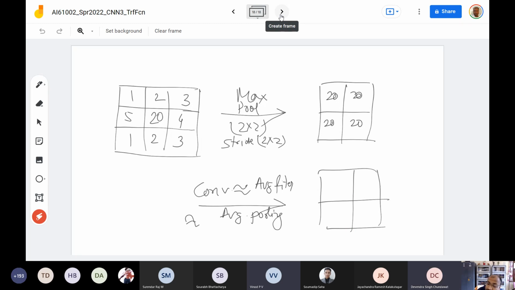In the above plus case, we are using a stride of 1 cross 1, right? So stride should be 1 cross 1, right? Stride of 1 cross 1, sorry.